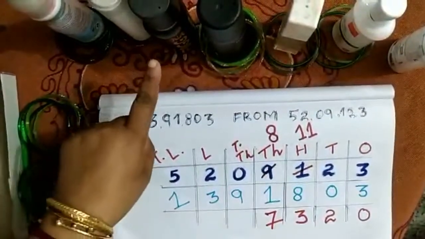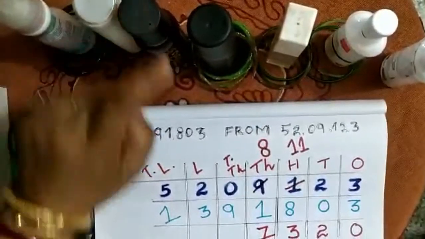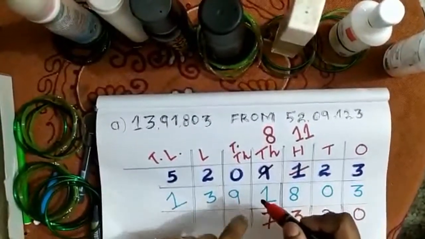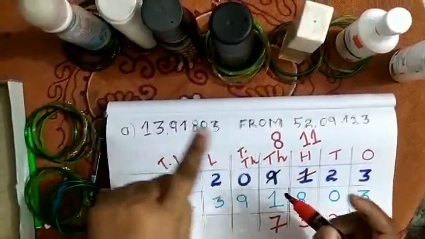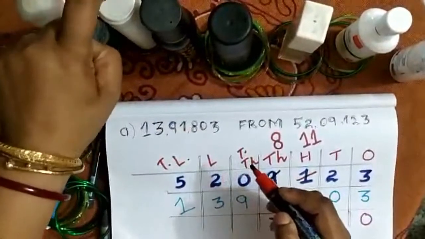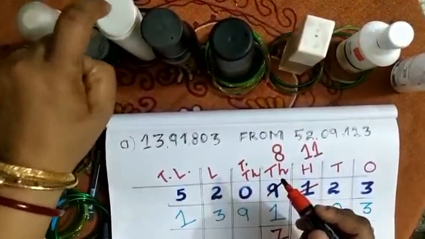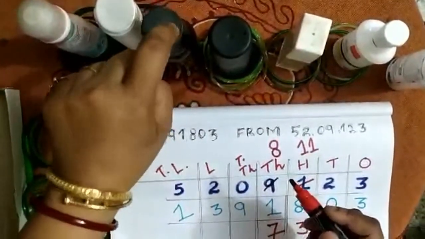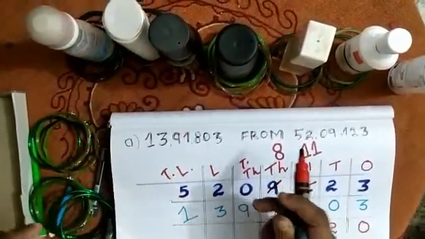Now come to 10,000. 10,000 place is 0. It is empty. I have to subtract 9 10,000. Is it possible? No, it is not possible. So what do I have to do? I have to borrow from the lakh, the greater place value. I will borrow 10,000 from this one. I have to subtract 9 10,000 from 0 10,000. So I have to borrow 10,000.